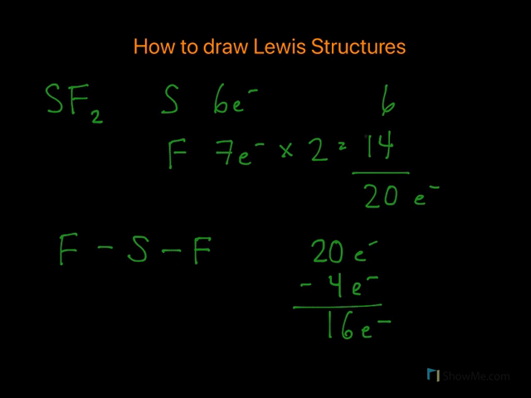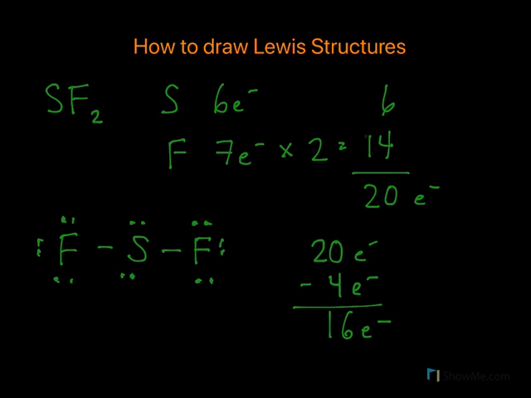So adding our 16 electrons, we will usually add them from the outside in, from the outside atoms first, until the atoms obey the octet rule. We have 4 electrons we have to put in, so they must be on the sulfur. So now we have a total in this molecule of 20 valence electrons.